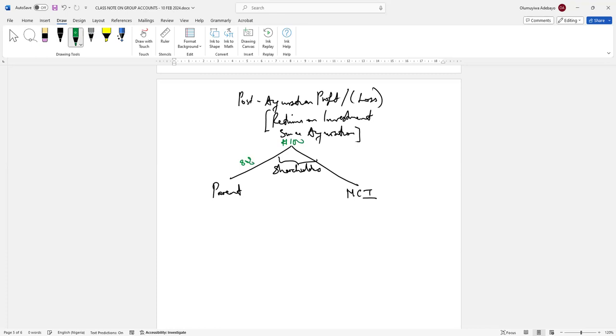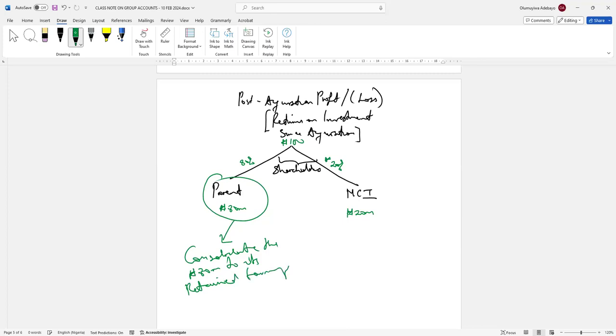Therefore, let's say, for example, the share is 100 million. And let's say the parent has 80%. The NCI has 20%, which is the balance. Therefore, the parents will have 80% share of 100, which is 80 million. And the NCI will have 20% share, which is 20 million. Now, what will happen is that the parents will then consolidate the 80 million to its retained earnings to have what we call consolidated retained earnings.